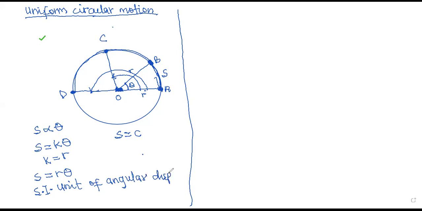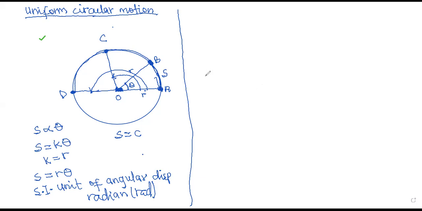Please, it's radian. The SI unit of angular measurement is the radian, shortened as rad. So when you are saying it, it must be radian. When you are writing it, you must shorten it as rad, R-A-D.